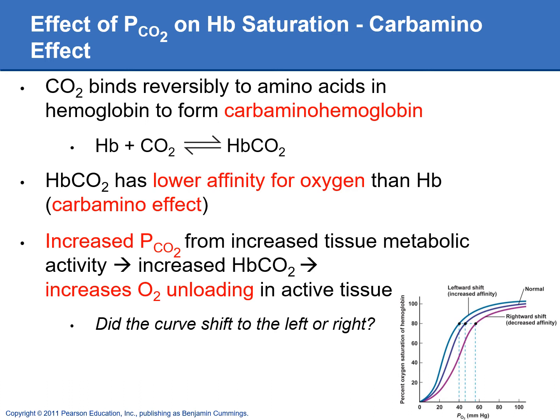In the lungs, just the opposite happens. So in the lungs, there's less carbon dioxide, and if less carbon dioxide is bound to the hemoglobin, more oxygen can bind to the hemoglobin. In the lungs, we're going to shift the curve to the left. So if the partial pressure of oxygen in the lungs is at 100, you can see that shifting the curve to the left, in the lighter blue here, we're going to be able to load more oxygen on than if we hadn't shifted the curve. So that's another example of the carbamino effect.